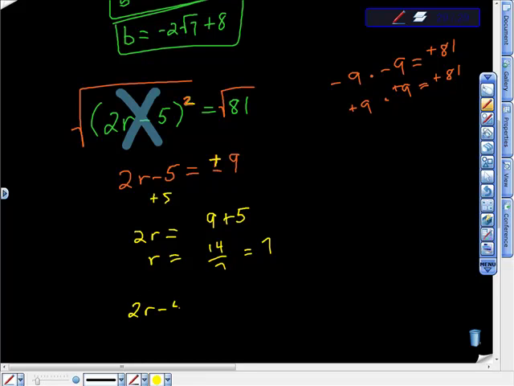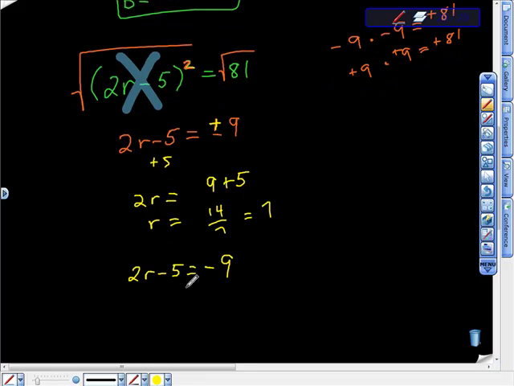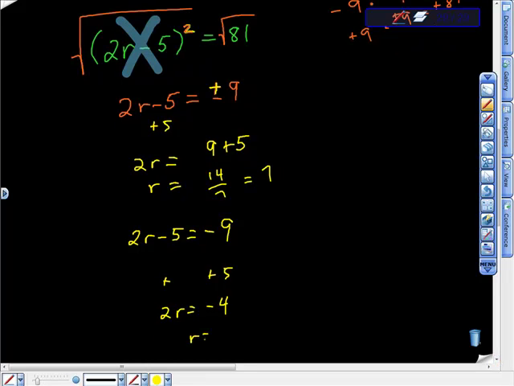2r minus 5 is equal to negative 9, right? We add 5 to both sides, and we get 2r is equal to negative 4. Divide both sides by 2 and get r equals negative 2. Isn't that right? And it is. So our possible answers are 7 or negative 2.